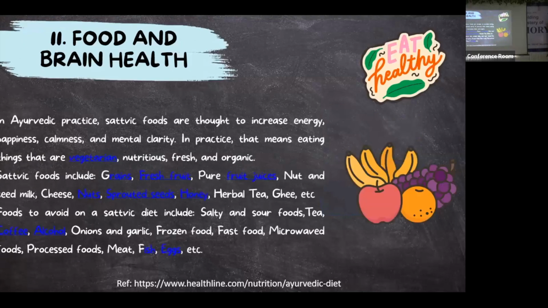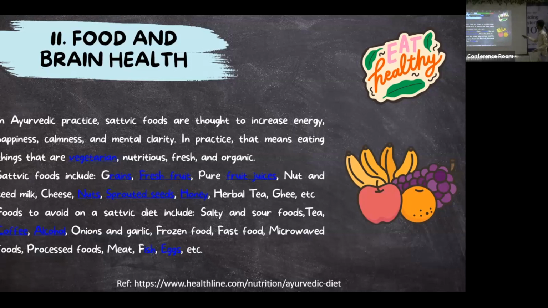Food and brain health. Our food is connected to memory. It's what we eat that we become. In Ayurvedic practice, sattvic foods are thought to increase energy, happiness, calmness, and mental clarity. In practice, that means eating things that are vegetarian, nutritious, fresh, and organic. Sattvic food is very important for a creative mind, a thinking mind, and problem-solving skills. So what do sattvic foods include?